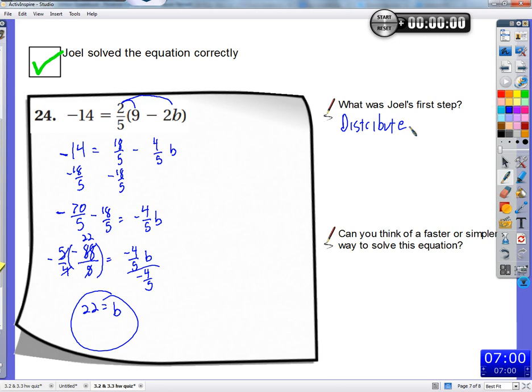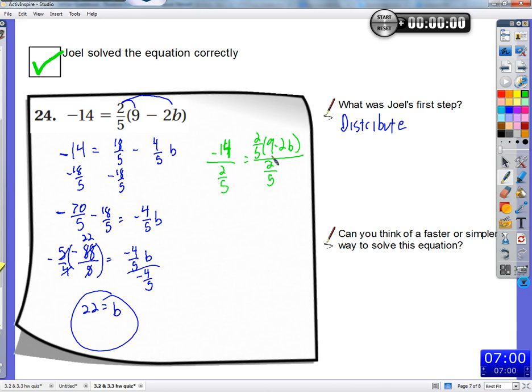Could you take 2/5 divided by the step in the parentheses and then divide it by negative 14? Divide this by something? Yeah, by 2/5. Divide this by 2/5, and divide this by 2/5 as well. Okay? So on this side, if we divide this by 2/5, here I'll get a different color. So 2/5 times (9 minus 2b), divided by 2/5, and divide this by 2/5, that's negative 14.